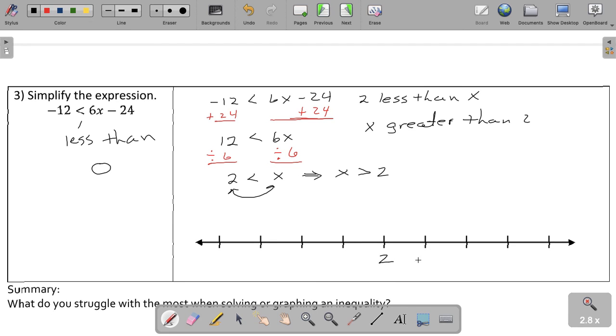So we'll put a 2, a 3, and a 4, and a 1, and a 0. Open circle at 2. We said it's open circle. And now I'm greater than 2 and greater is to the right again. So this time, all three examples were to the right.